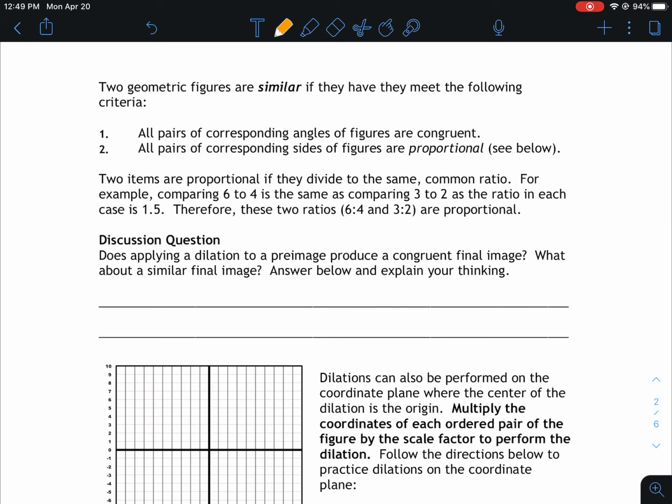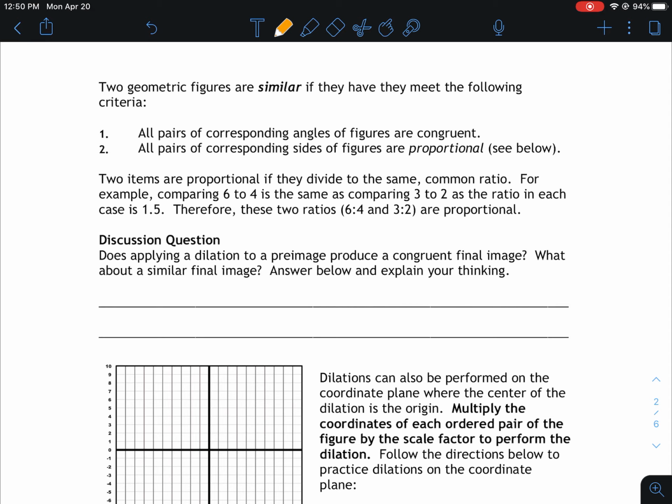So two geometric figures are similar when we are talking about dilations. The figures are congruent and the sides of the figures are proportional. So the sides themselves are going to be different lengths, but they're going to be proportional. Same thing when we talk about the shape, though. It's going to be the same shape, it's just the angles would be the same measurement. So two items that are proportional are if they divide to the exact same common ratio, or in this case, we're going to be talking about scale factors.